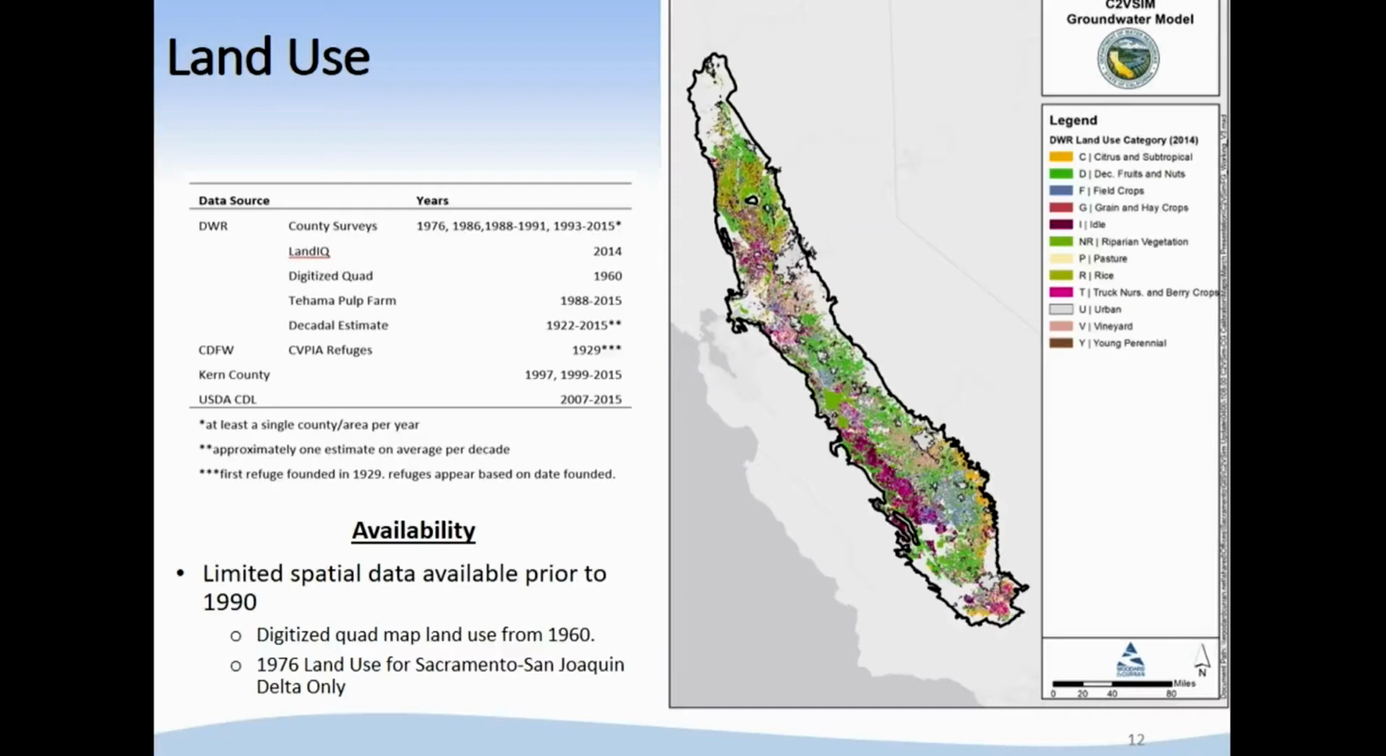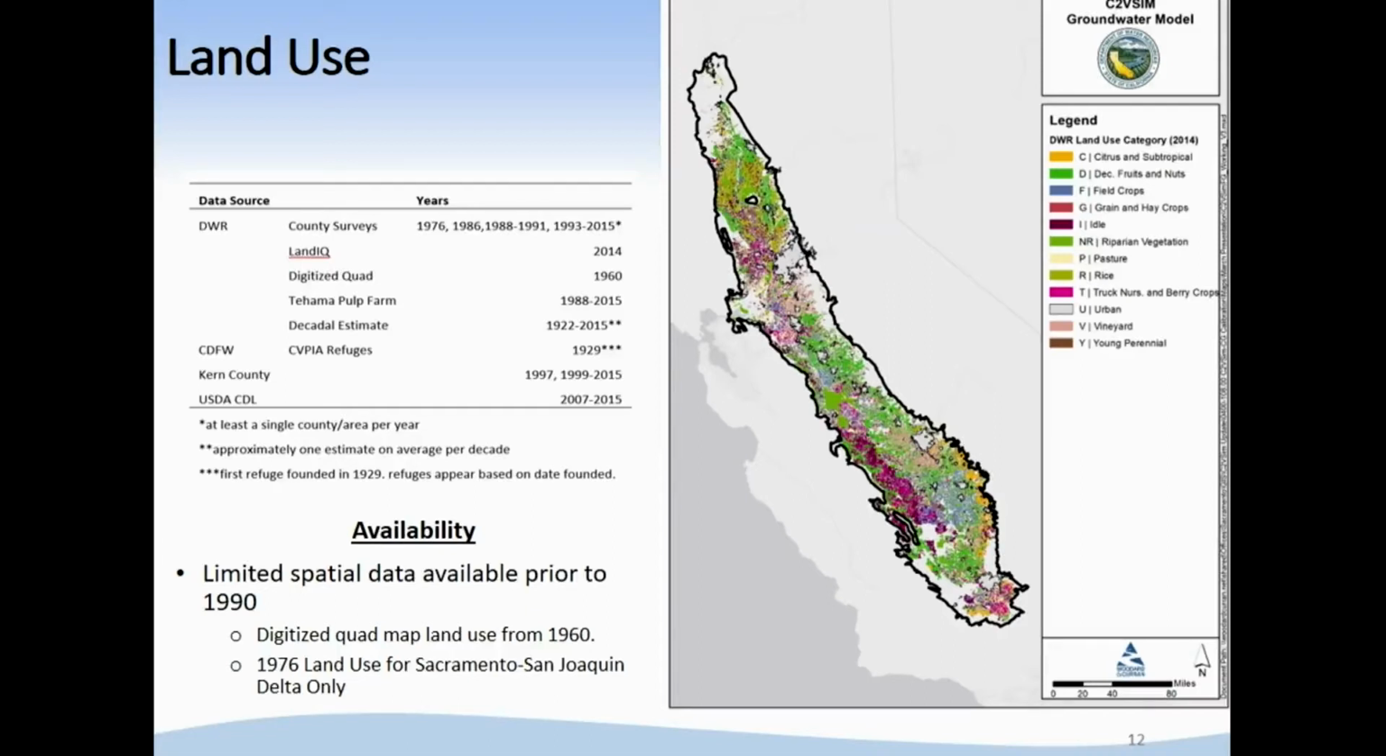Kern County has land use data from 1987 to 2015, and also the U.S. Department of Agriculture's CropScape data set was used from 2007 to 2015. As you can see here, we had some challenges with having spatial coverage from earlier than the 1970s.